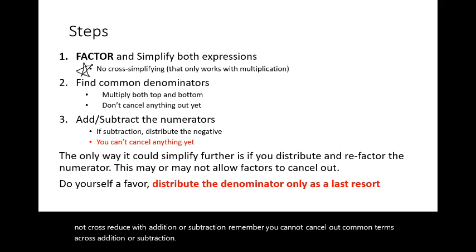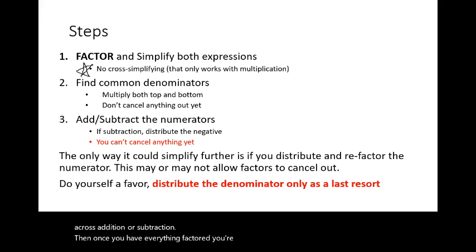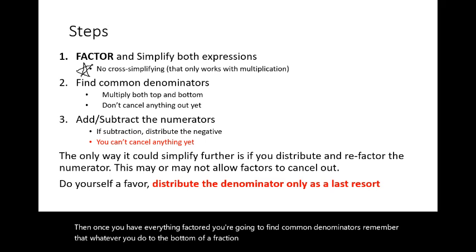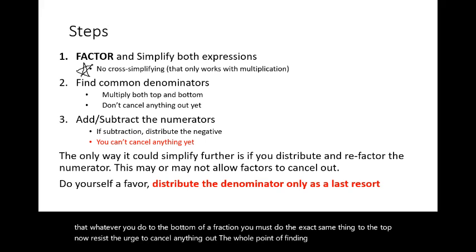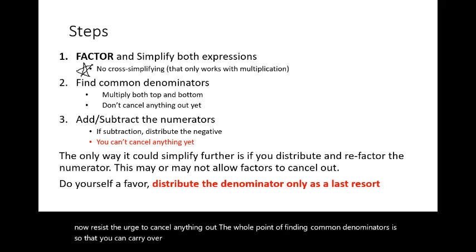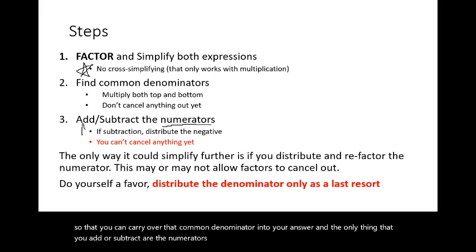Then, once you have everything factored, you're going to find common denominators. Remember that whatever you do to the bottom of a fraction, you must do the exact same thing to the top. Now, resist the urge to cancel anything out. The whole point of finding common denominators is so that you can carry over that common denominator into your answer. And the only thing that you add or subtract are the numerators. Now, if you have subtraction, you need to remember to distribute the negative to every single term in the second numerator.